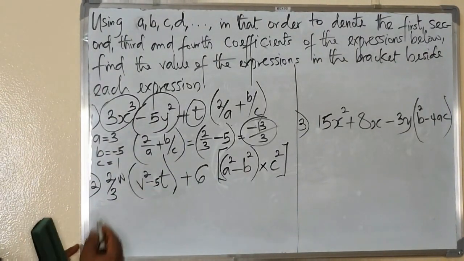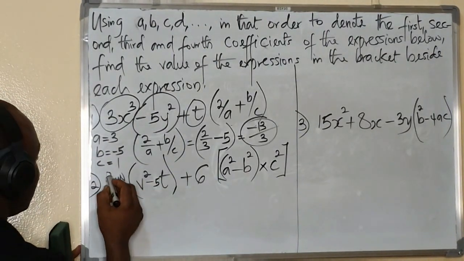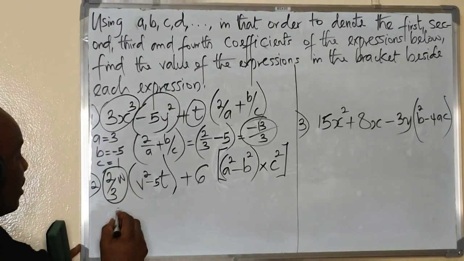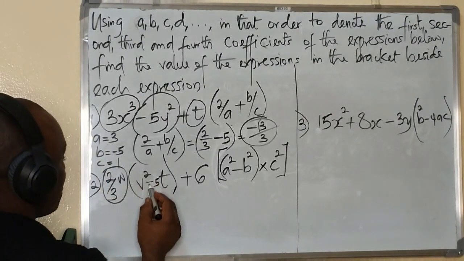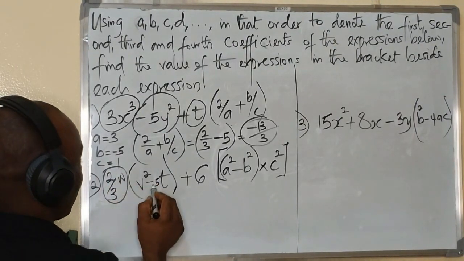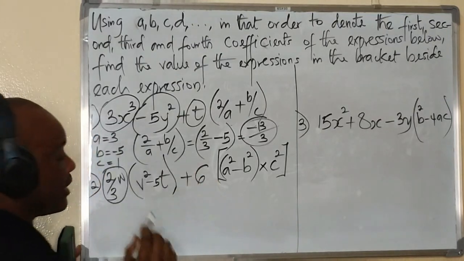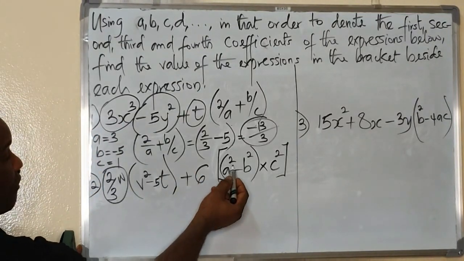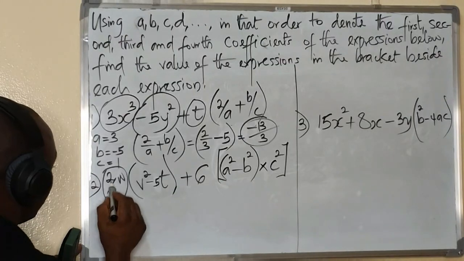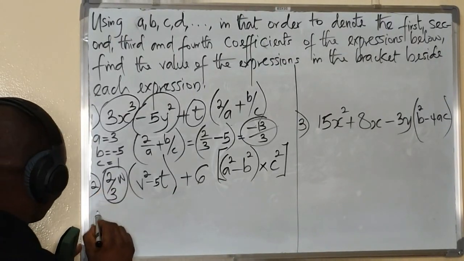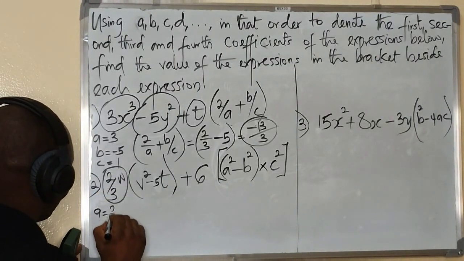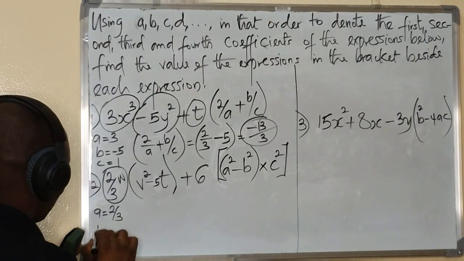For the next expression, we have 2 upon 3w. This is the first term. Then in a bracket, we have v squared minus 5t. This will be multiplying that, plus a constant 6. Our very first coefficient, A, is 2 upon 3. So you write it down. A is equal to 2/3.